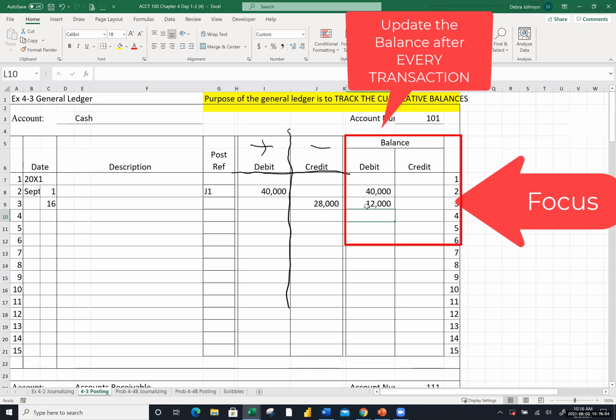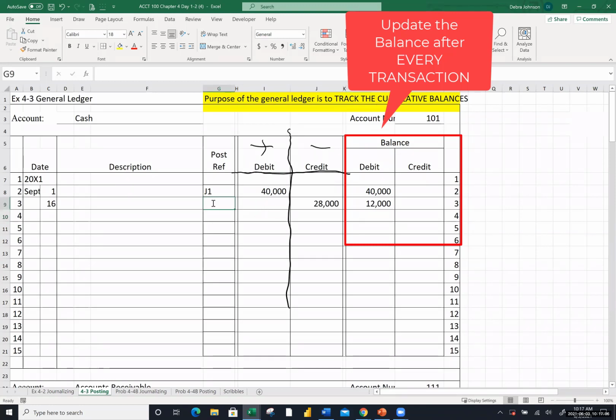So at any point in time, I can open up these books and see an economic diary when I look at the journal and a list of account balances when I look at the ledger. So I'm going to reference this J1, but is there anyone that is struggling with how did I get that 12,000?